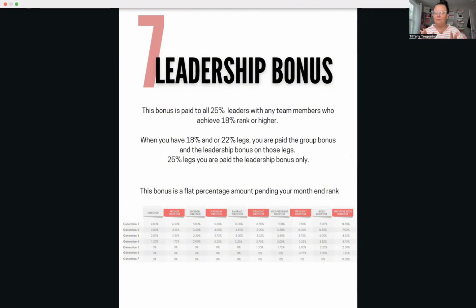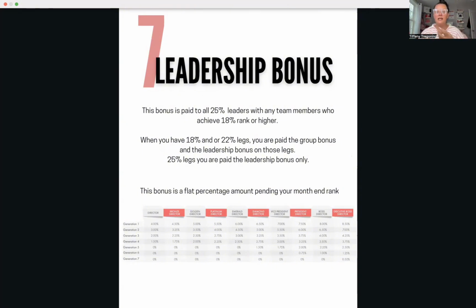Now, I should have brought this up before. With the group bonus, if you end at 25 and you have an 18% or a 22, you are still paid a percentage in that group bonus on your 18s and your 22s. Now, for your leadership bonus, you are paid again for your 18s and your 22s. So you're going to make your group bonus and your leadership bonus off of people on your front line that are at 18 and 22. So that's a great place to get your front line at.